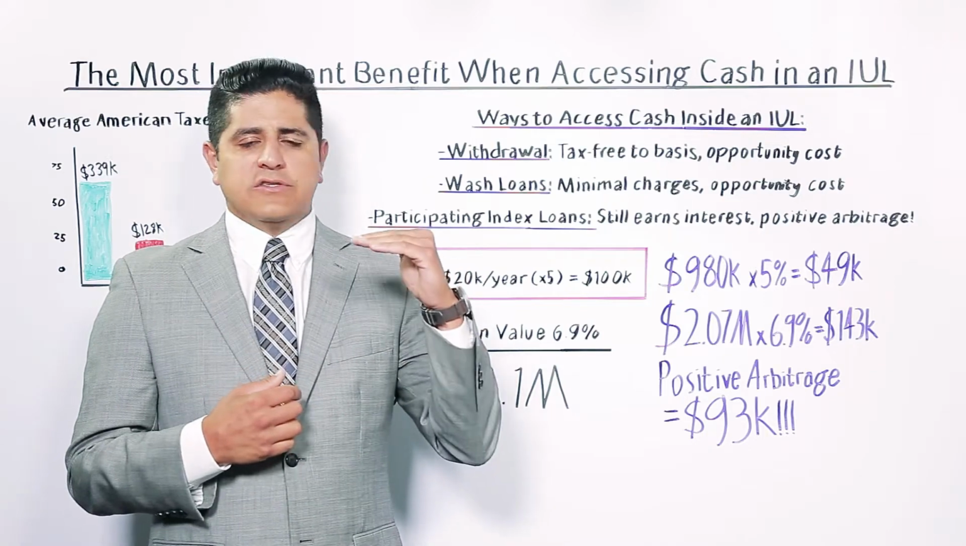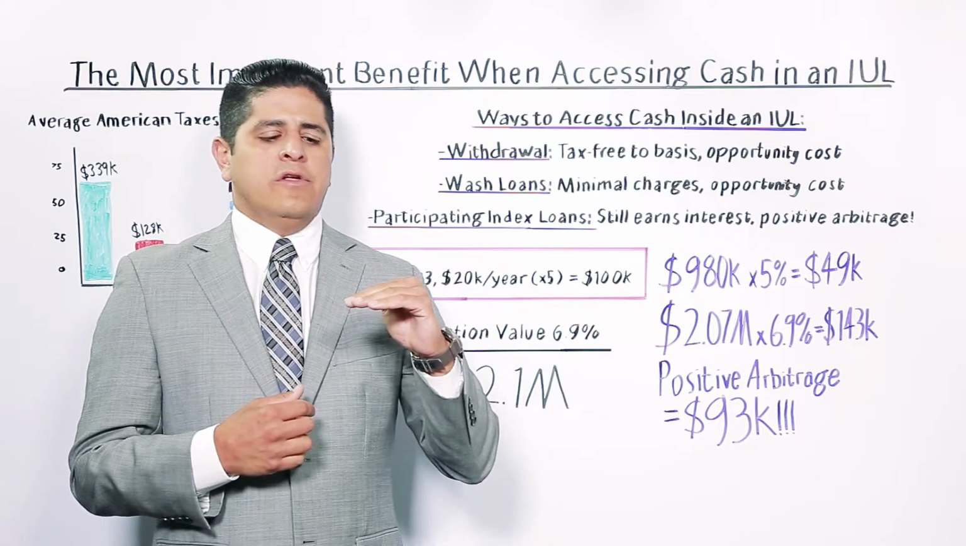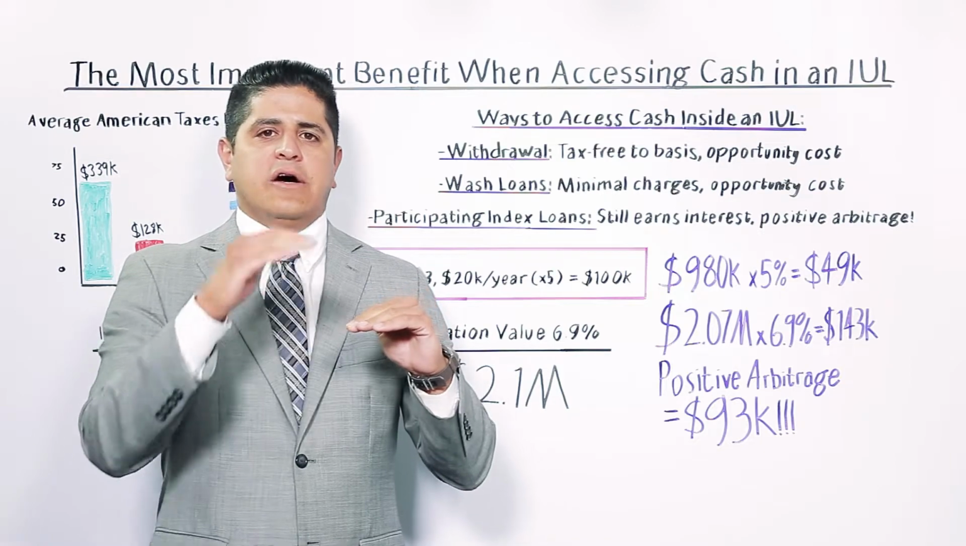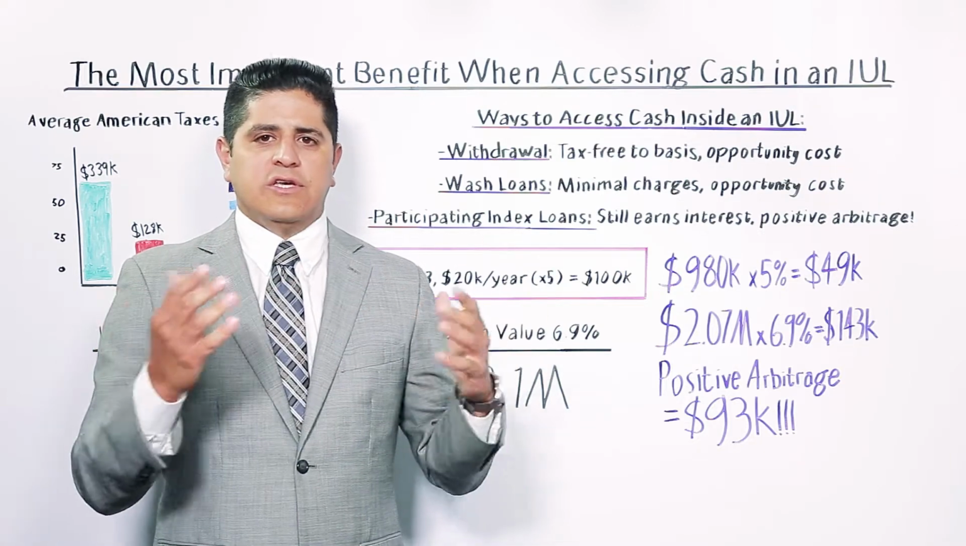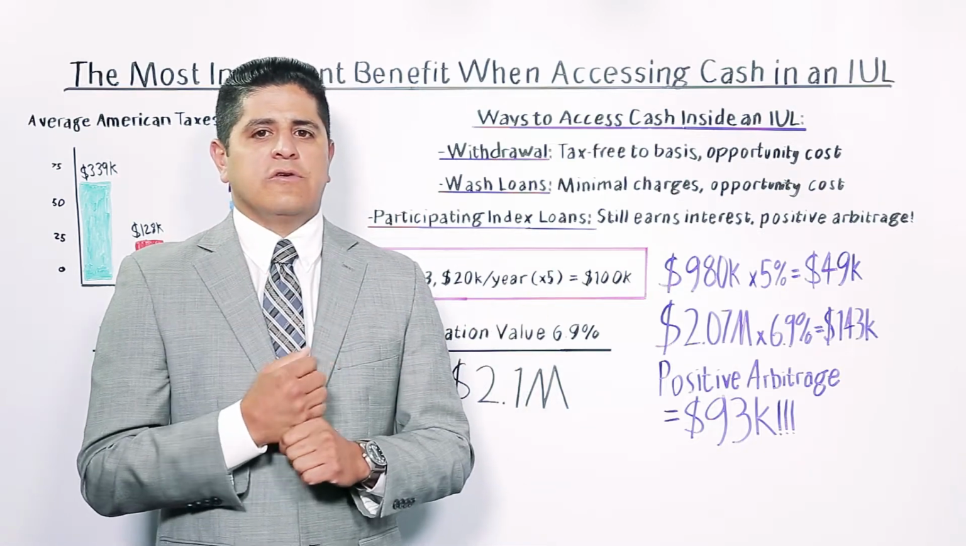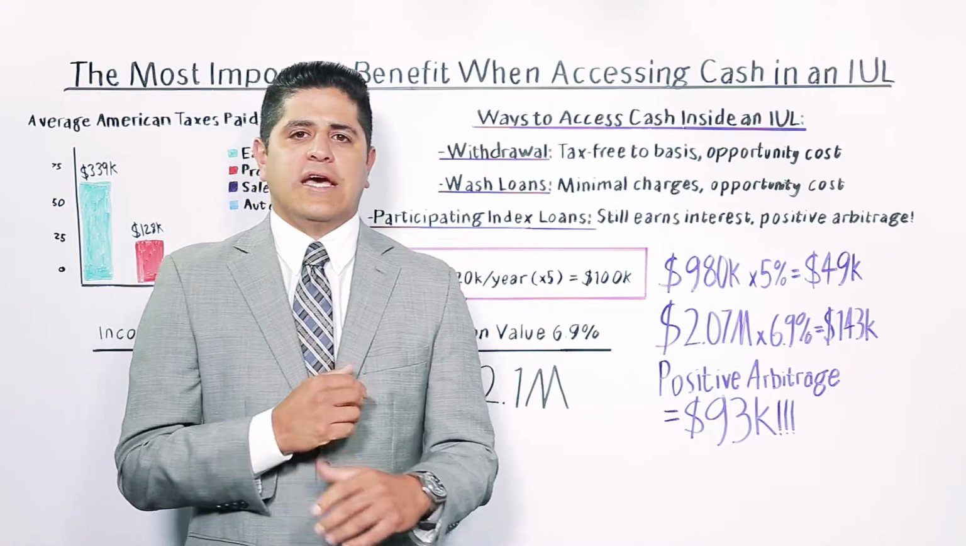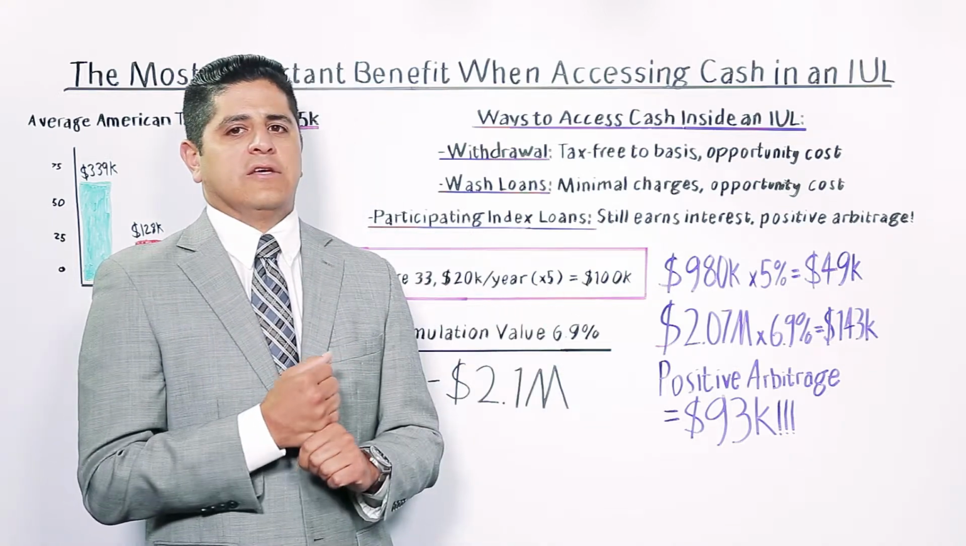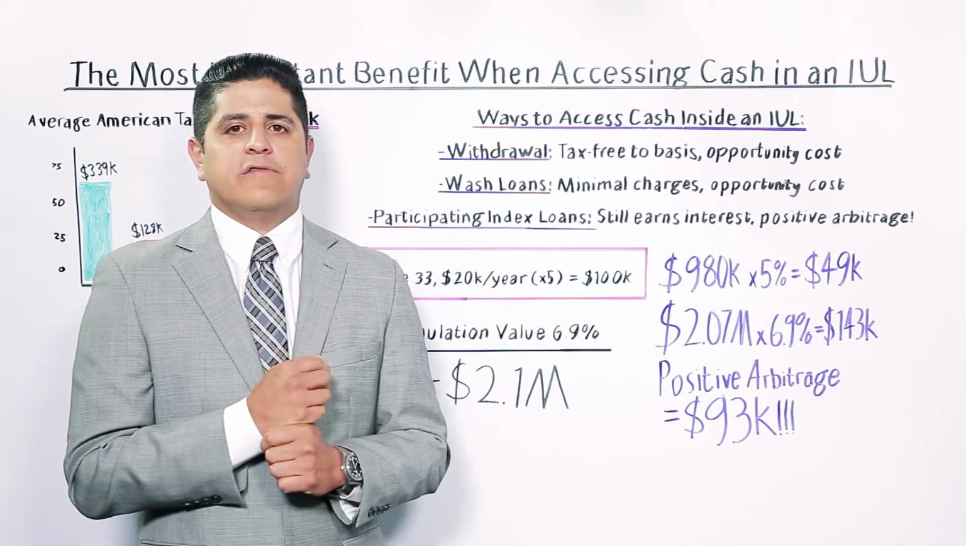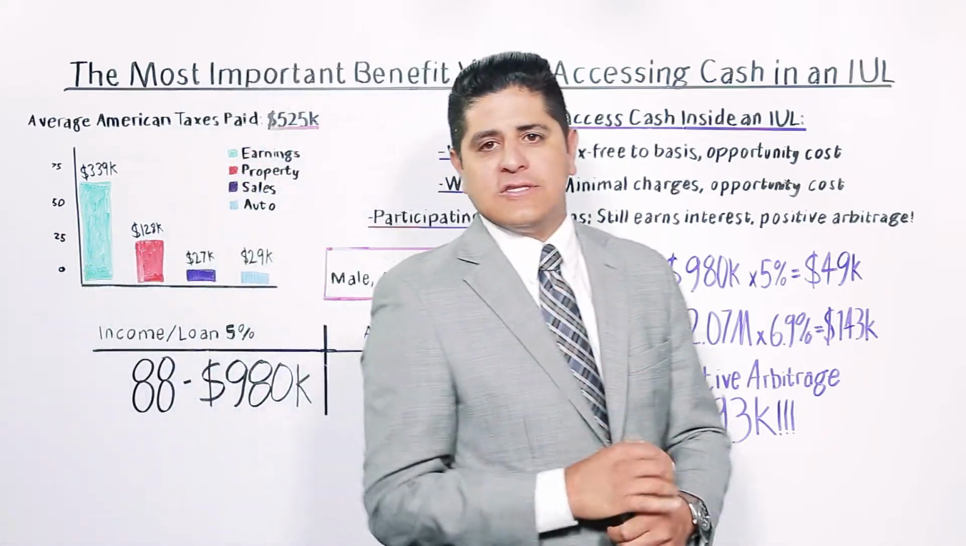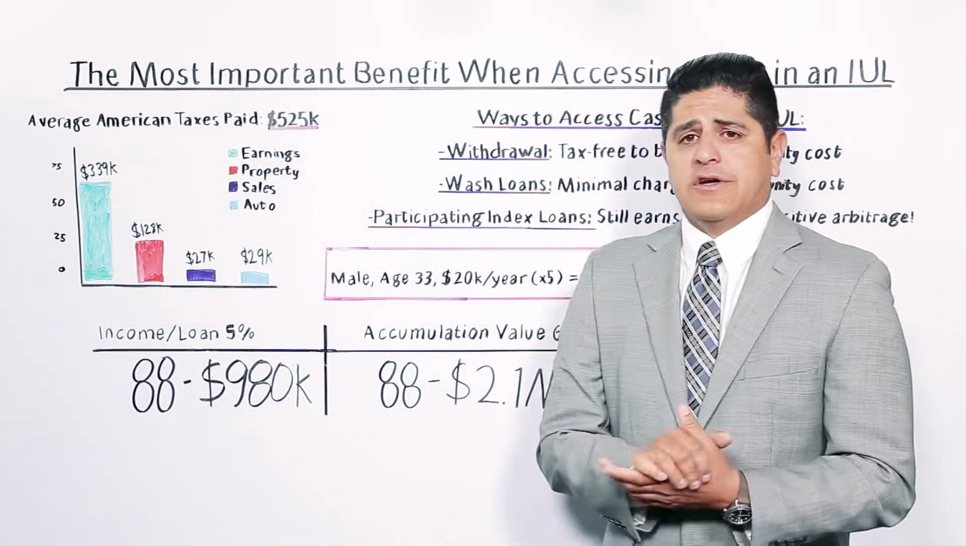So of course, the positive arbitrage means we're earning more than what we're paying on the loan rate in positive interest, therefore still seeing our account balance grow. So again, the most important way when accessing cash is using that participating index loan so we can earn positive arbitrage. All right, so with that said, let's take a look at a case study here.